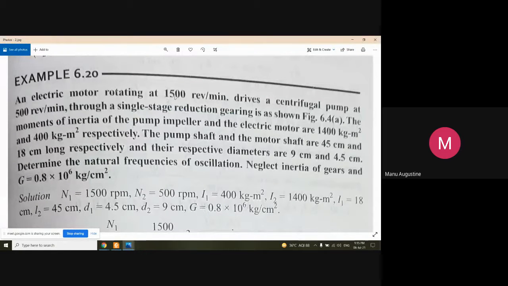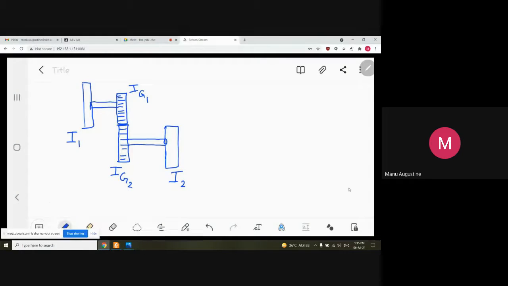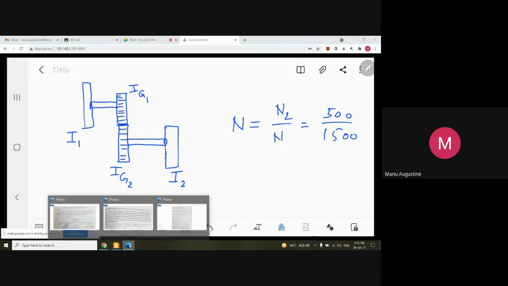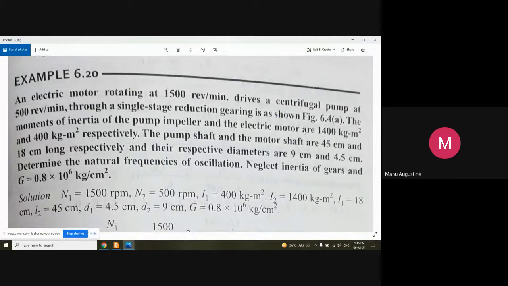So driving side RPM is given, driven side RPM is given. The first thing is to find the value of the speed ratio, that is N2 by N1. That would be 500 upon 1500. So this is the value of N that you can calculate. And then the inertias of the electric motor and the pump are given. So I1 and I2 are eventually given.